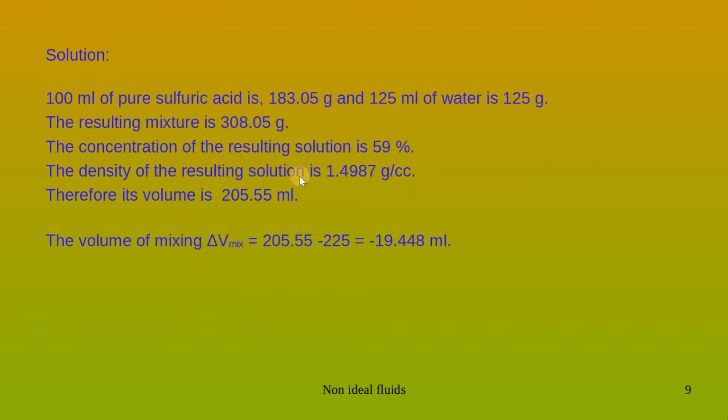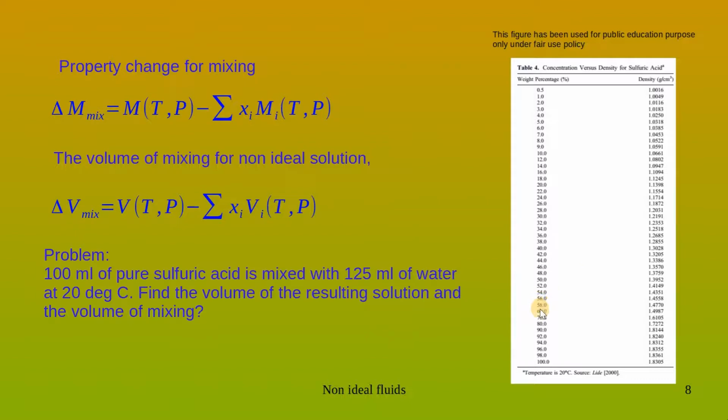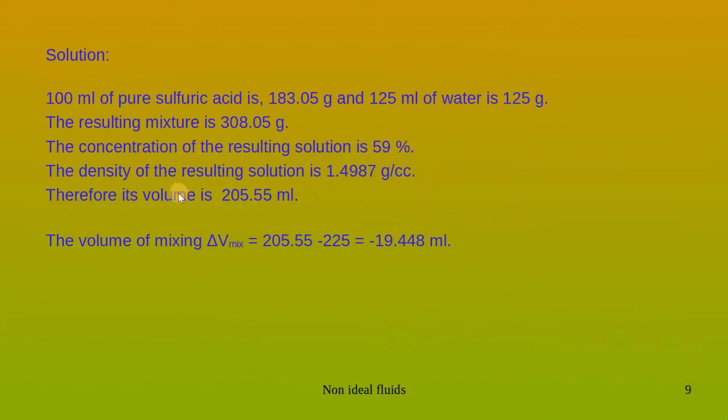Therefore, the density of the resulting solution from the table will be 1.4987. And therefore, we can get its volume, which will be 205.55 ml. Now, what do we find here? If the solution were ideal, then 100 ml of pure sulfuric acid and 125 ml of pure water should have resulted in 225 ml of solution. But the resulting solution now is 205.55 ml. So the volume of mixing is nothing but the real solution volume minus the ideal solution volume, which is nothing but minus 19.448 ml.